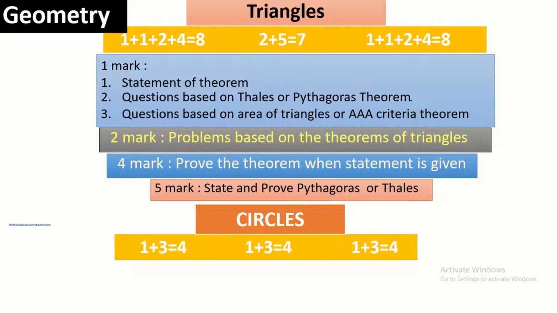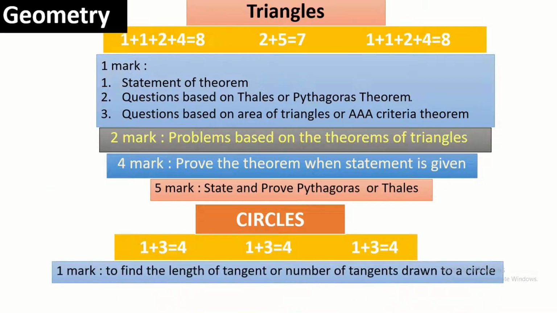So the 1 mark question is like this: they have to find out the length of the tangent of a triangle or the number of tangents drawn to a circle. That is, from an external point or from a point on the circle, how many tangents are given. In that type, 1 mark questions may appear.